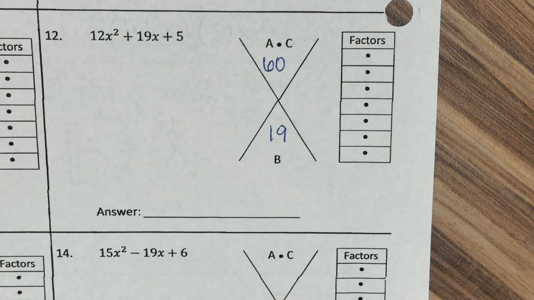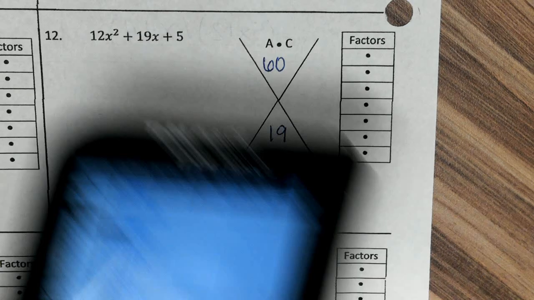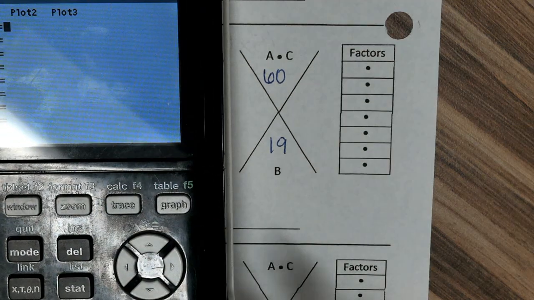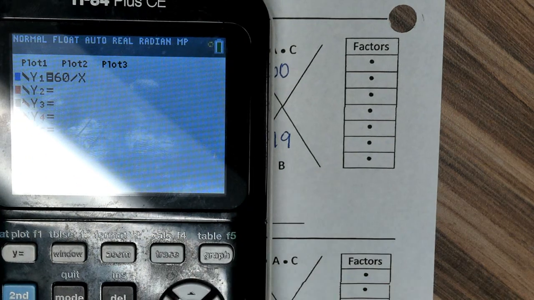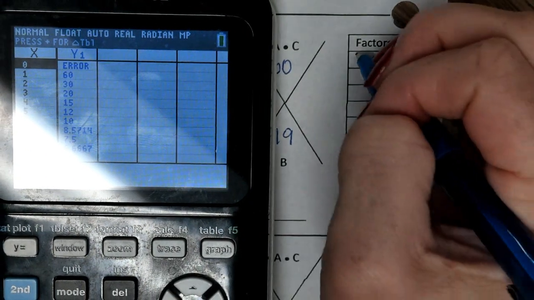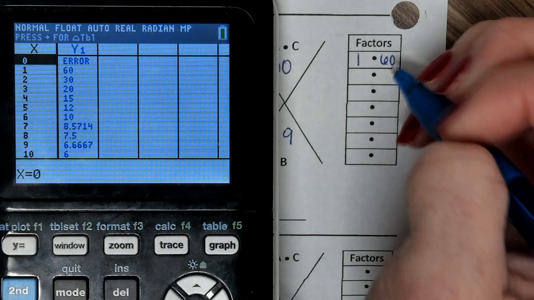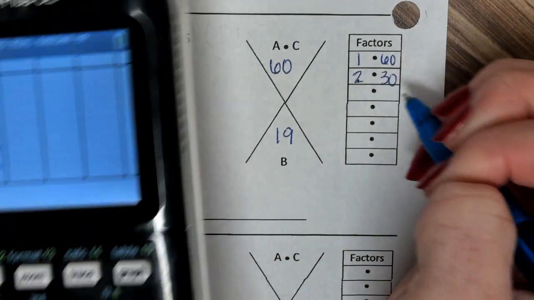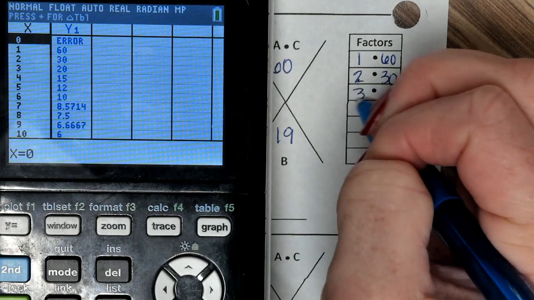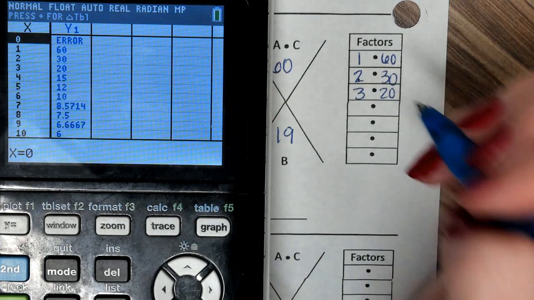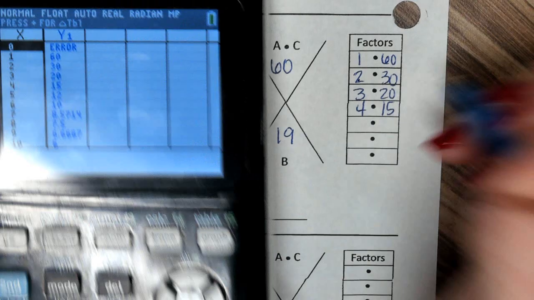19. So I'm looking for factors of 60 that add up to 19. I personally would just use my calculator. So we go to y equals and do 60 divided by x, and go to my table. So I have 1 times 60, 2 times 30, and I need it to add up to 19. I have 3 times 20. That's not going to work. 4 times 15. Would that work? Yes.